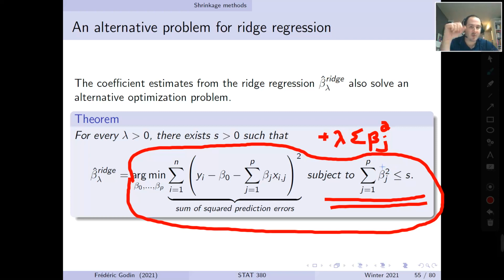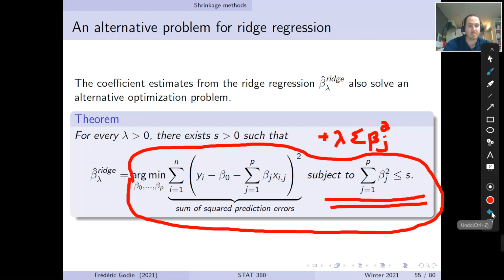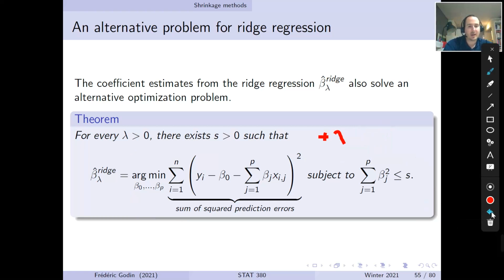You have to find an equivalence between the lambda of the first problem and the s of the second problem. But once you have that mapping where you find the right lambda corresponding to the right s, then the answers from both problems are the same. So let's show that now.